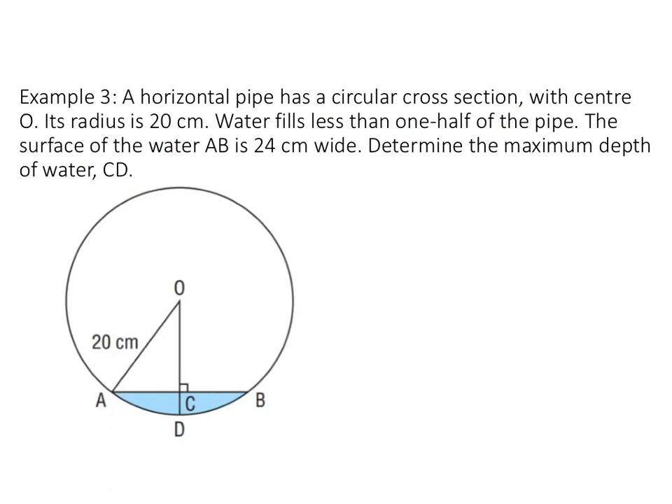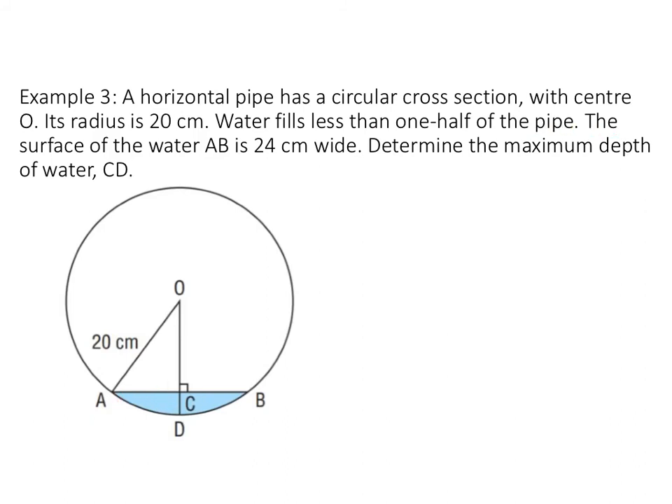Our last example for today is really similar to the types of questions they would ask on a PAT exam. So it's going to require some thinking. A horizontal pipe has a circular cross-section. So there's the cross-section with center, its radius is 20 centimeters. And they labeled that here from O to A. Water fills less than 1/2 of the pipe. Okay, they've kind of shaded it in for us.